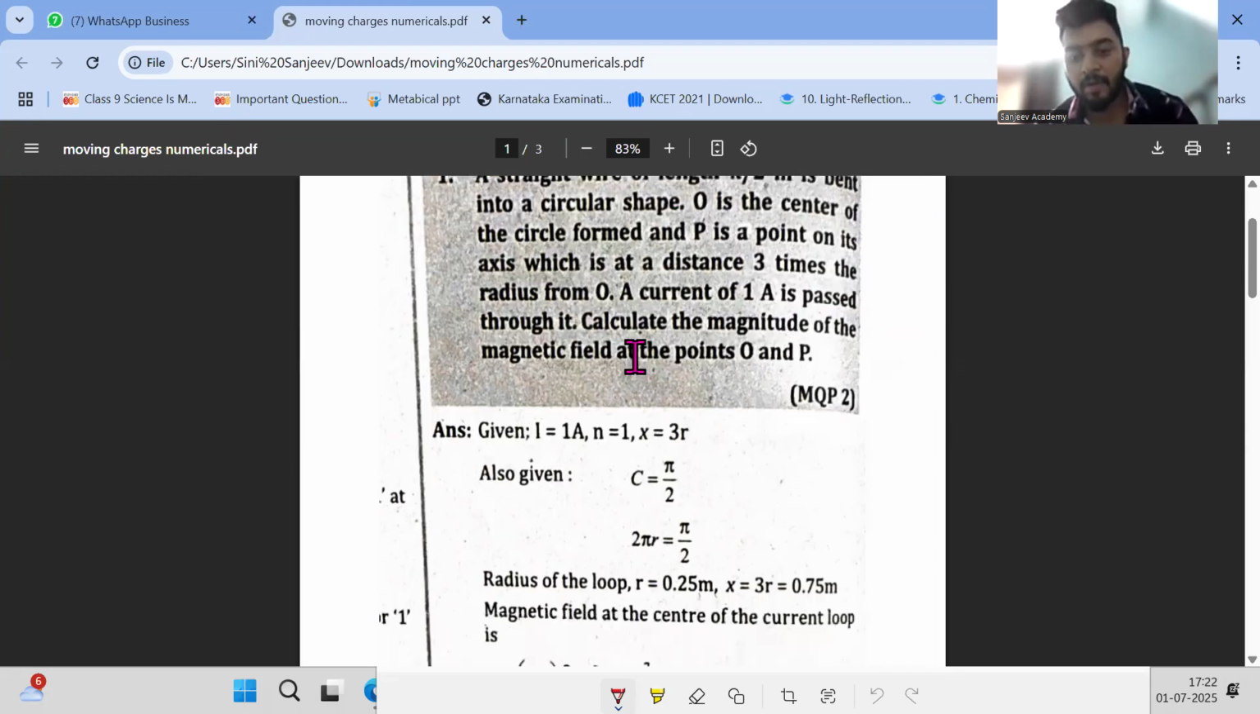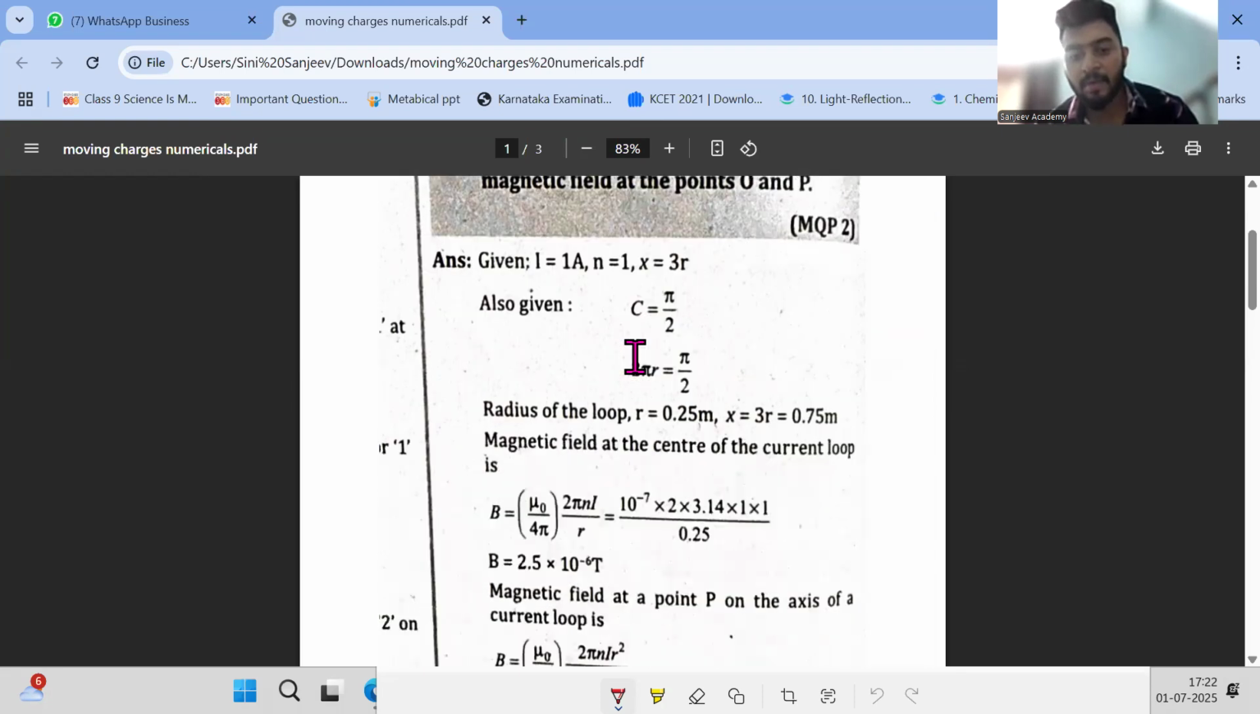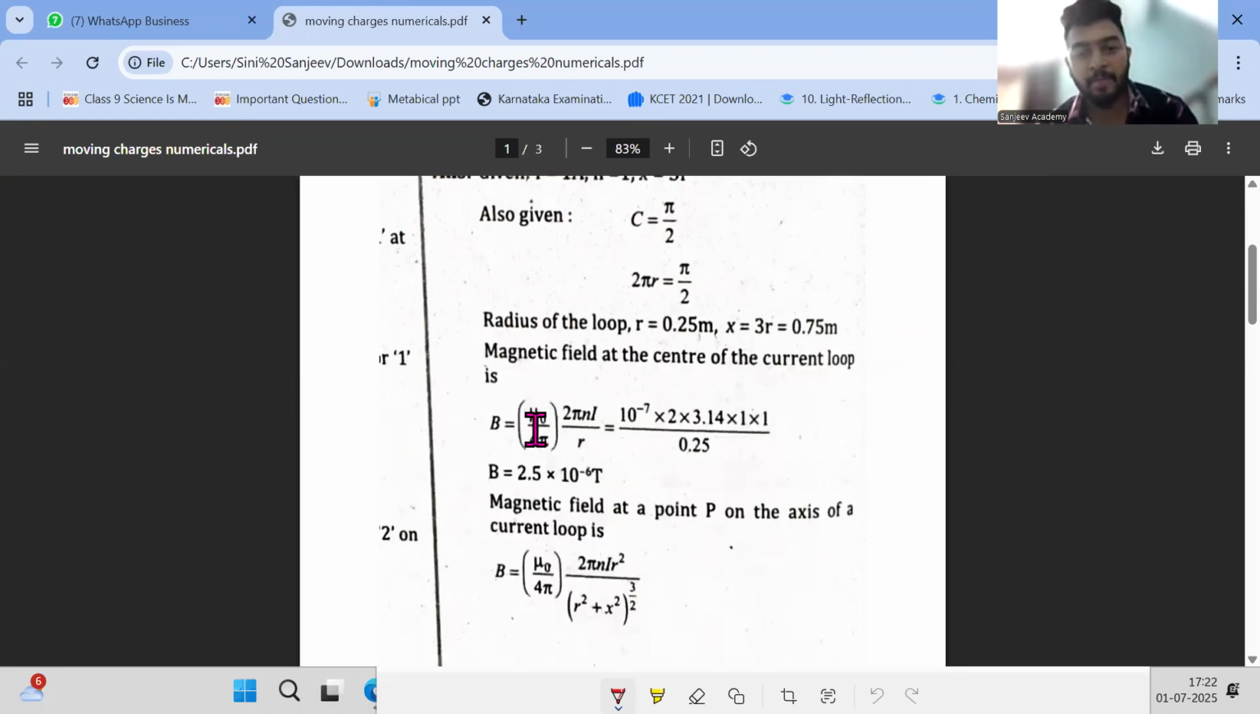And we all know the formula. What is it? B is equal to mu naught by 4 pi. What is the mu naught value? 4 pi into 10 power minus 7. Mu naught value is 4 pi into 10 power minus 7. This one, write it here.